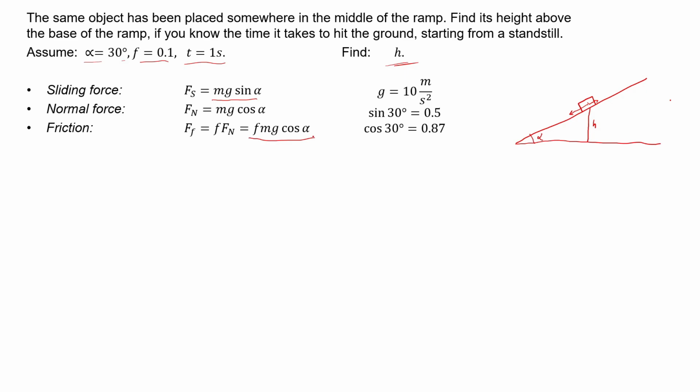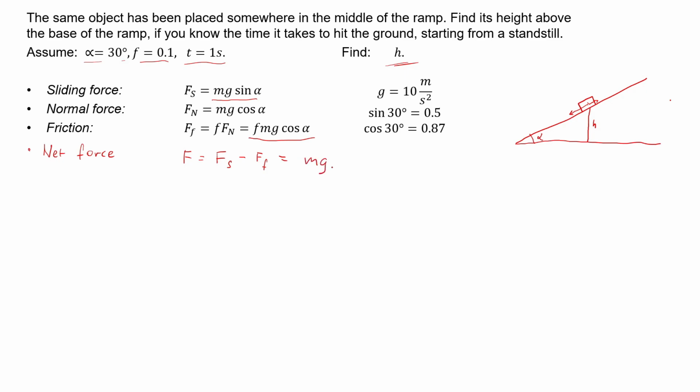The next inevitable step is to find the net force. Okay, the net force F, which is equal to the sliding force. This is the observable force that moves the object down, minus friction, because this is the additional force which tries to prevent the sliding motion. And both forces are provided by the formulas that I underlined already here for your comfort.